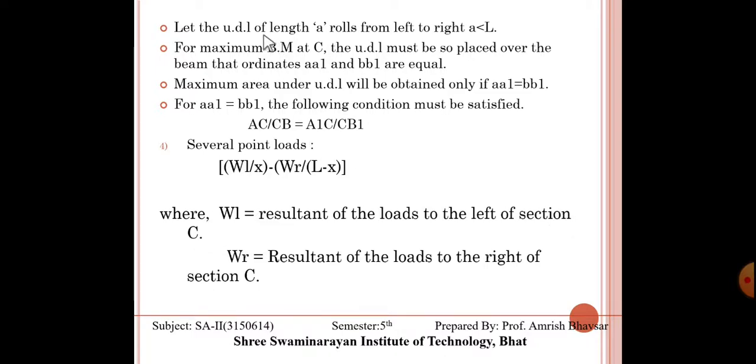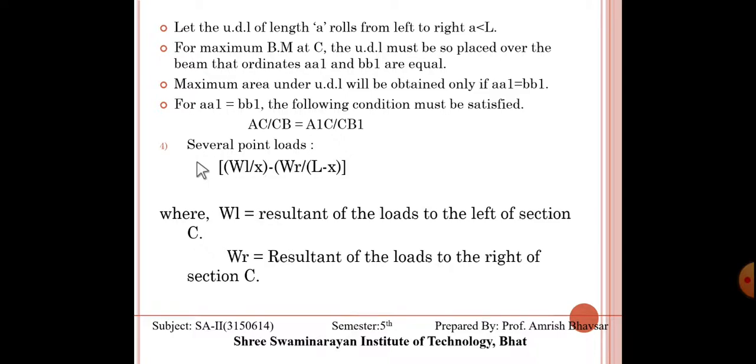So, let the UDL of length A roll from left to right, which is less than L. For the maximum bending moment at C, the UDL must be so placed over the beam that the ordinates AA1 and BB1 are equal. The maximum under the UDL will be obtained only if AA1 is equal to BB1. For AA1 to be equal to BB1, the following condition must be satisfied: AC upon CB is equal to AC1 upon CB1.